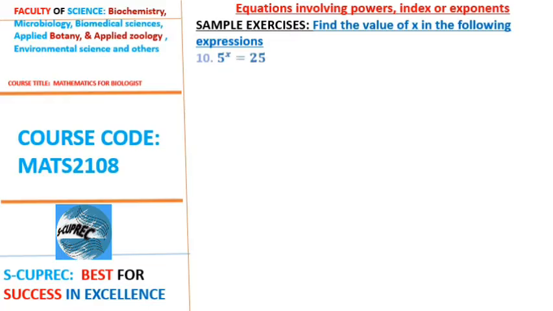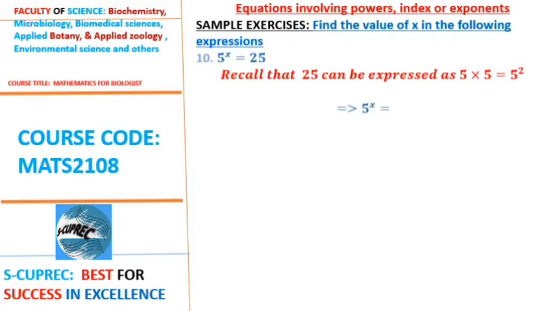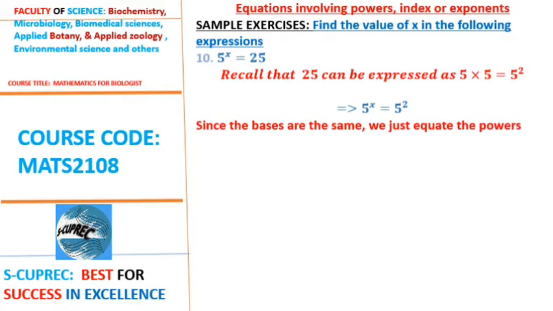Given that we have 5 raised to the power x equals 25, how can we find the value of x? Now you have to recall that 25 can be expressed as 5 times 5, which is 5 raised to the power 2. So if we resubstitute above, we are going to have 5 raised to the power x equals 5 squared. And you automatically see that we have already expressed 25 to the base of 5. The bases are the same, and we simply equate the powers, and we have our value of x equal to 2.